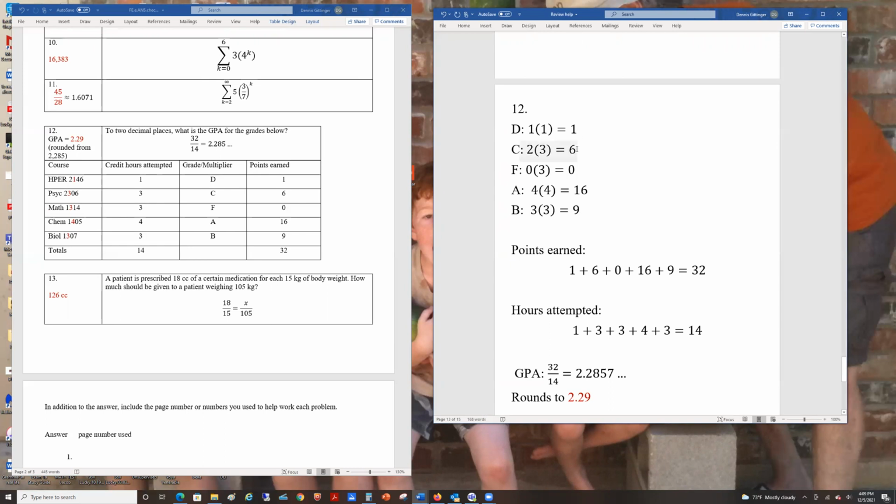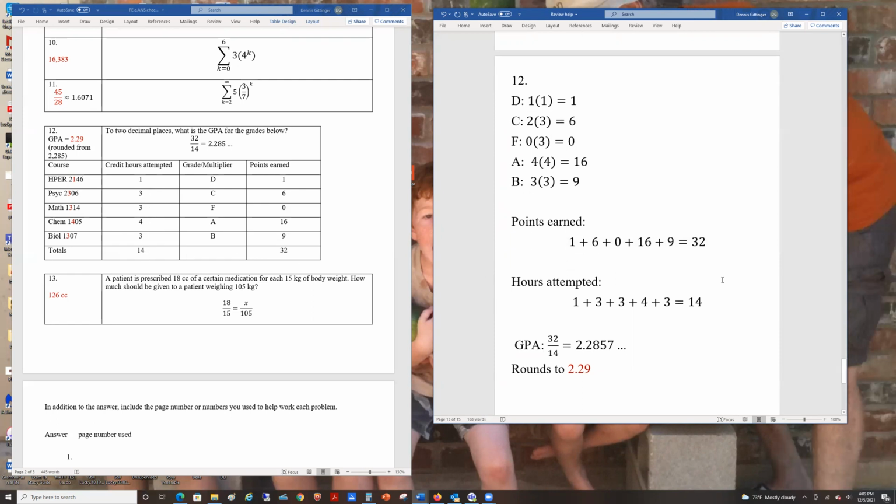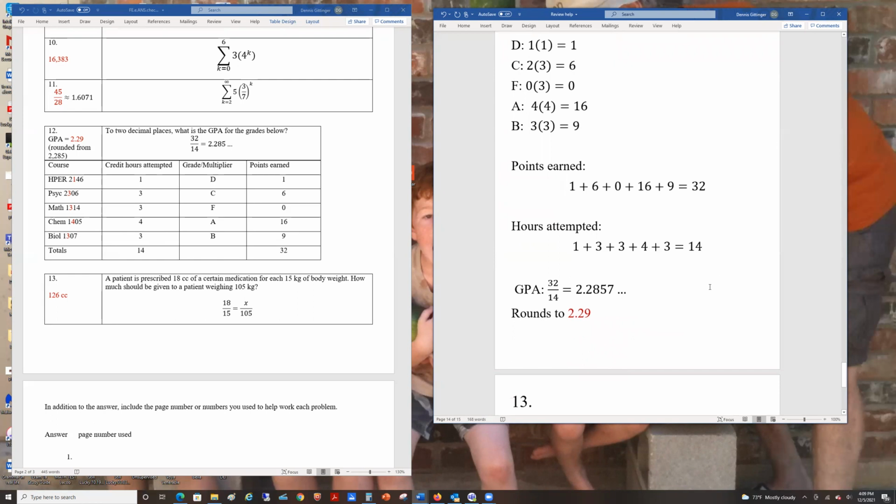The points earned are 1 plus 6 plus 16 plus 9. You could add the 0, but it doesn't do anything. That's 32. Now the hours attempted, you even count the F as hours attempted. So 1, 4, 7, 11, 14. Take out your handy dandy Kmart calculator. You divide 32 by 14, you get 2.285. And the 5 is big enough to round it to 2.29. And it says over here in the directions, got to read everything to 2 decimal places. So that's what that means, to 2 decimal places.